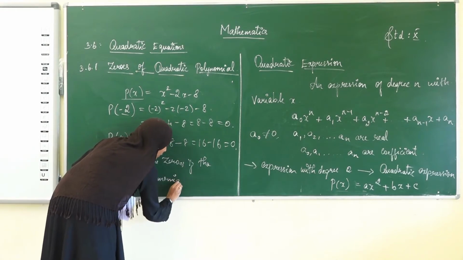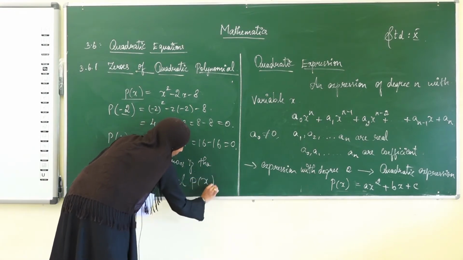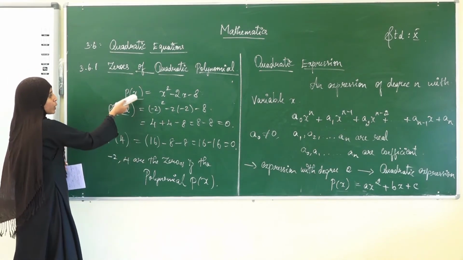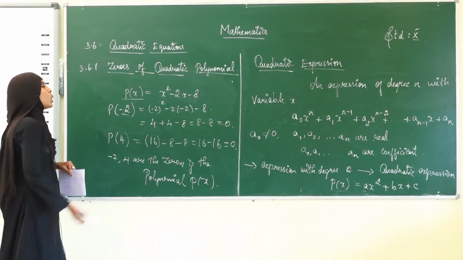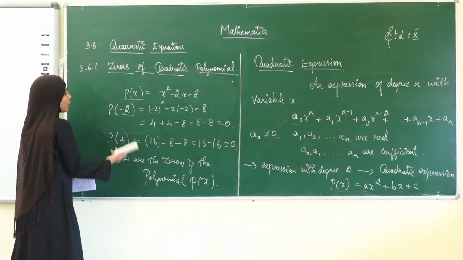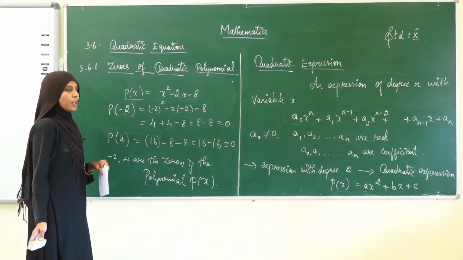What's the polynomial we took? P of x. Okay, can you understand this? See, what's the zero of the polynomial? Instead of x, we are going to substitute a value which makes the whole expression 0. Then we can say that value is the zero of the polynomial.